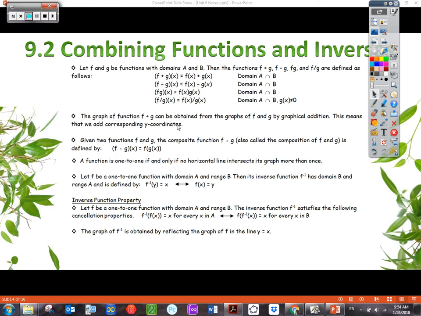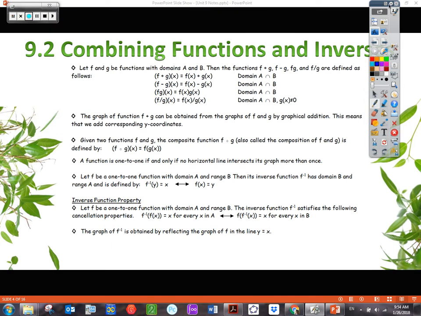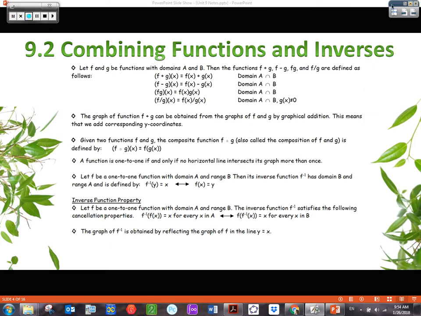Okay guys, let's take a look at today's lesson. So today we're going to look at combining functions and inverses of functions. So this whole unit is on functions, and so we're just looking at all different kinds of parts of functions.